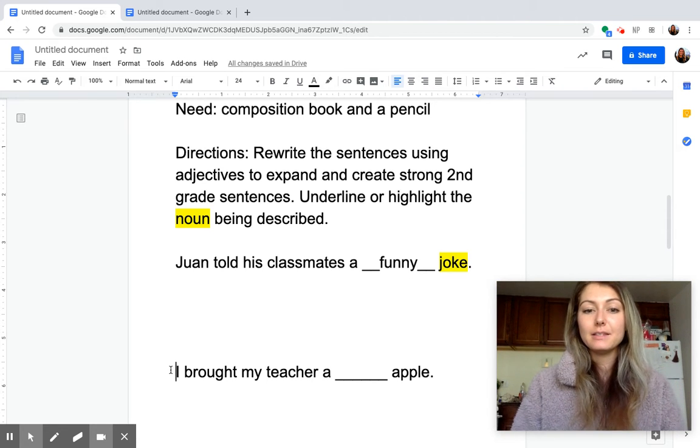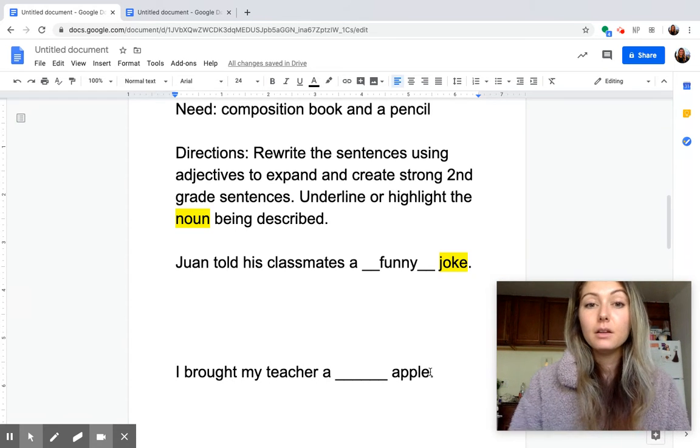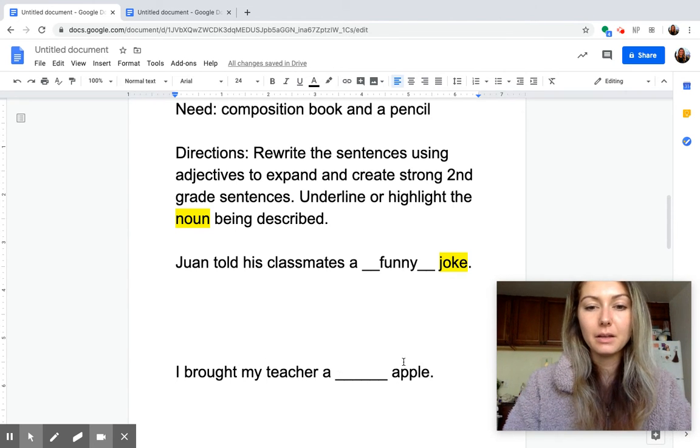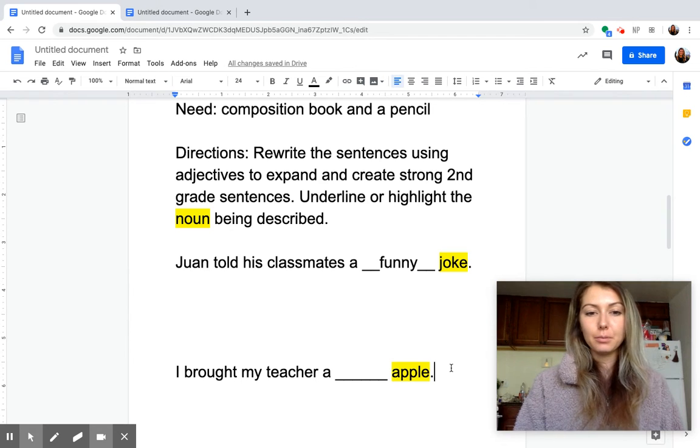Go ahead and write this down in your composition book. I brought my teacher a blank apple. Now, let's find that noun that's being described here. Is teacher being described here? Are we describing the teacher? No. In this sentence, we are actually describing the apple. So we can highlight or underline apple.